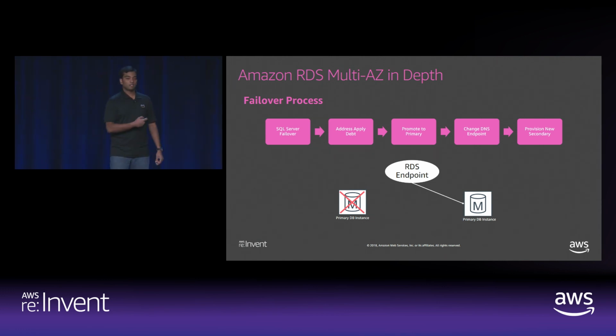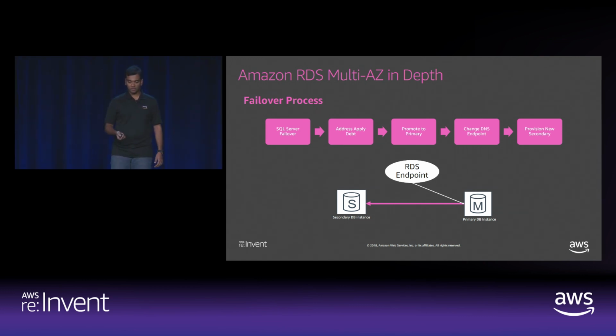Was it just SQL Server crashing? If that's the case, we'll just restart SQL Server. If it was the instance going away, then we'll replace it. If the AZ is offline, we'll keep monitoring it till the AZ comes back online. And eventually, we will fix the secondary and we'll re-enable replication. So it's because of the way we do this that the typical downtime with a multi-AZ outage is approximately a minute.